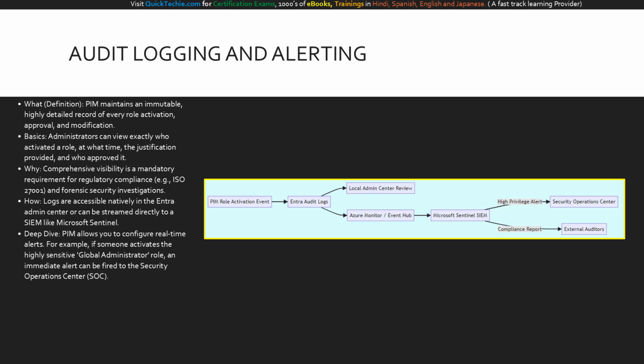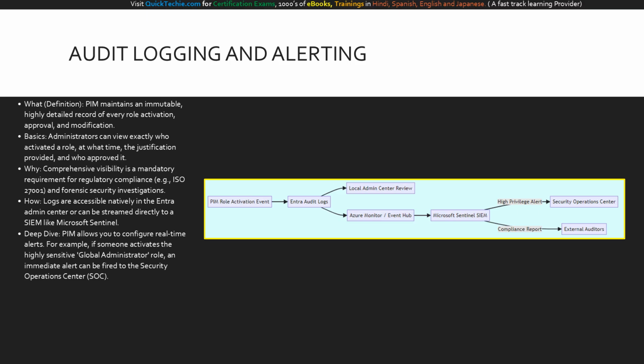Furthermore, during a security incident, these logs are the first place forensic investigators look. How do you manage this data? The logs are available right in the Entra Admin Center, but standard practice is to stream them directly into a SIEM, like Microsoft Sentinel. Diving deeper, you can configure proactive alerting. You can configure PIM so that the moment anyone activates a top-tier role, like Global Administrator, alarms ring instantly in your Security Operations Center, ensuring maximum situational awareness.